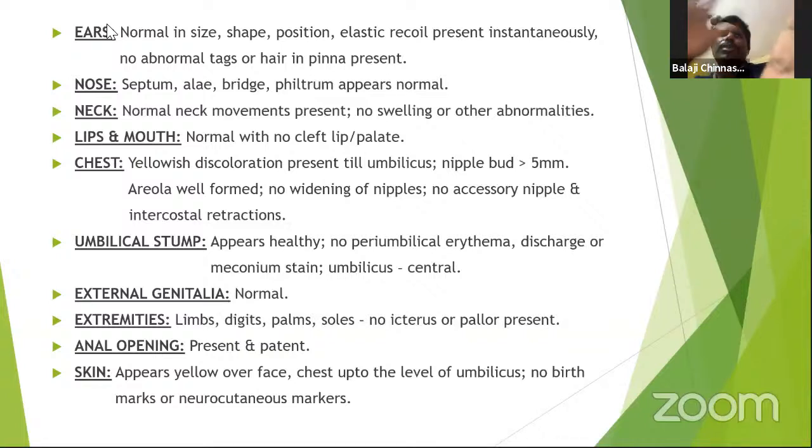So you need to have at least the physical criteria, then the neurological criteria. The basic important thing you should understand is that the tone is good in term babies. So there will be a flexed posture, the popliteal angles will be acute, and the arm recoil will be good. That is what you should keep in mind. Okay, continue.